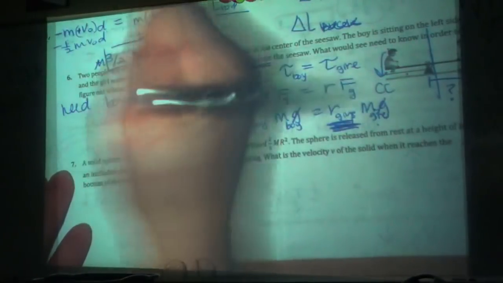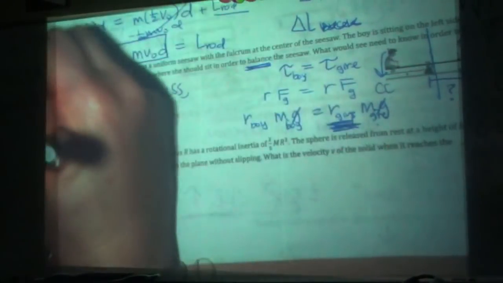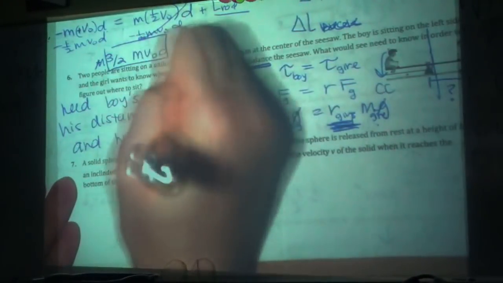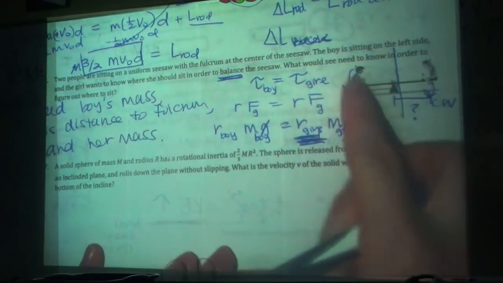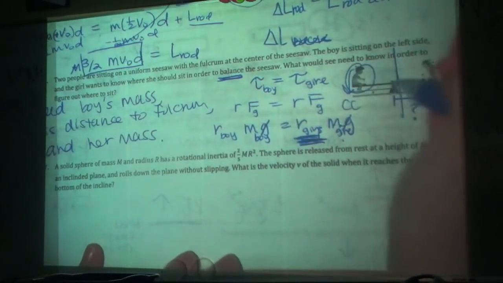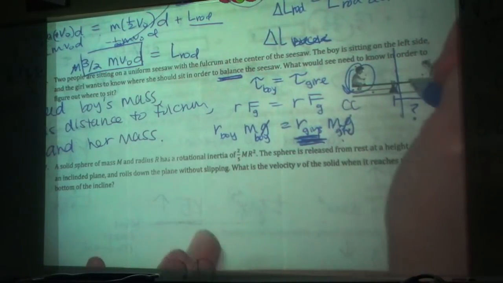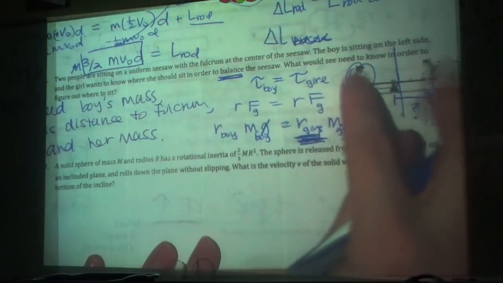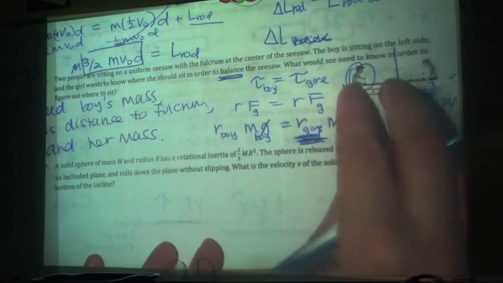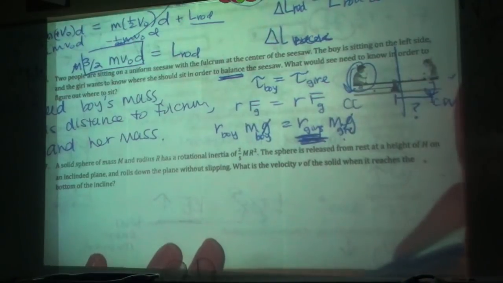So you need the boy's mass, his distance to the fulcrum, and her own mass. Which is pretty intuitive, right? If you were to look at somebody and you're like, oh, they're much heavier, so I need to sit farther away, or they're much lighter, so I need to sit closer. So you are comparing their masses and the original distance to know if you should be closer or farther away.